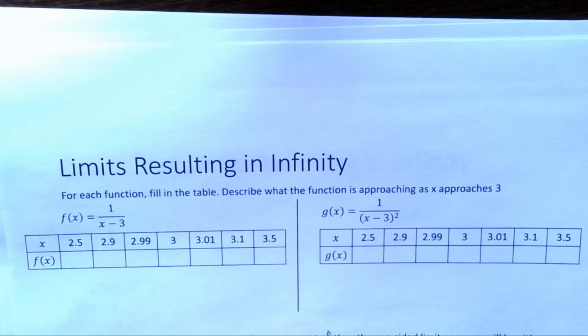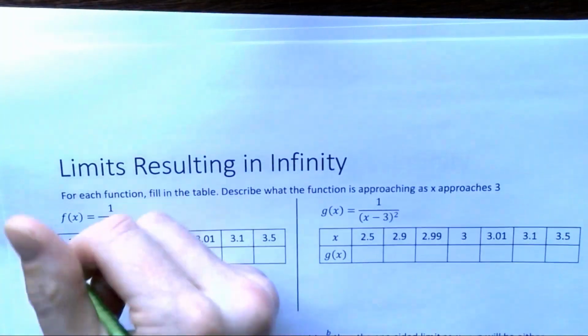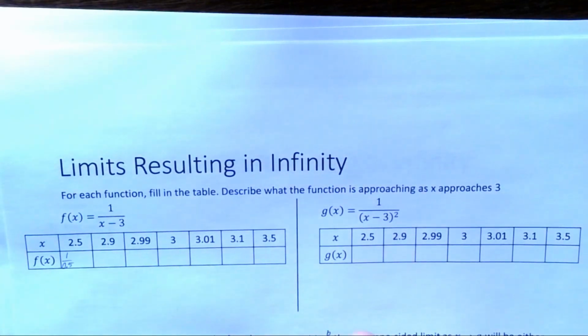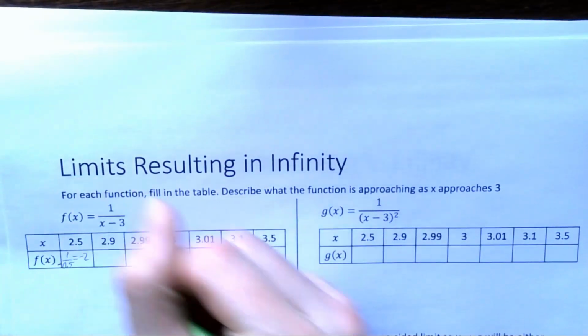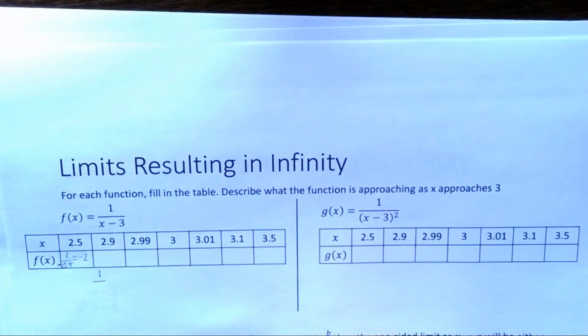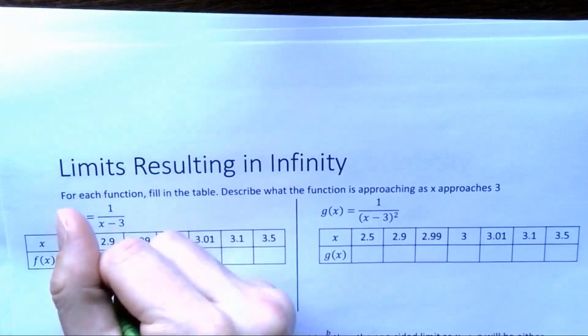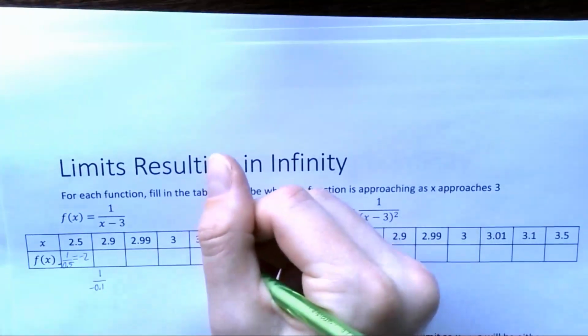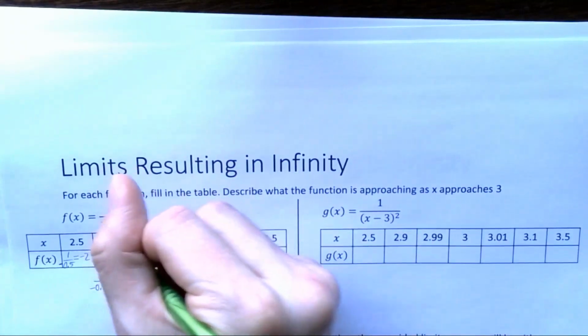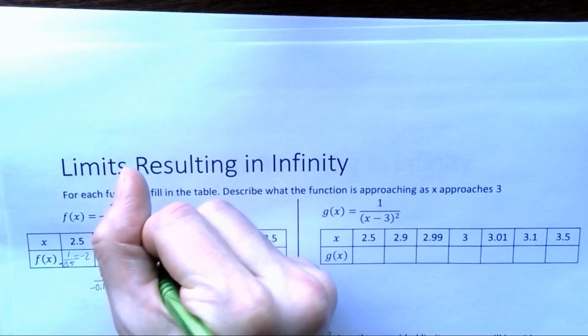So first of all, plugging in 2.5 for x gives us 1 divided by negative 0.5, as 2.5 minus 3 is negative 0.5. This results in negative 2. Similarly, plugging in 2.9, 2.9 minus 3 is negative 0.1, and so that results in negative 10. By a similar process, 2.99 results in negative 100.